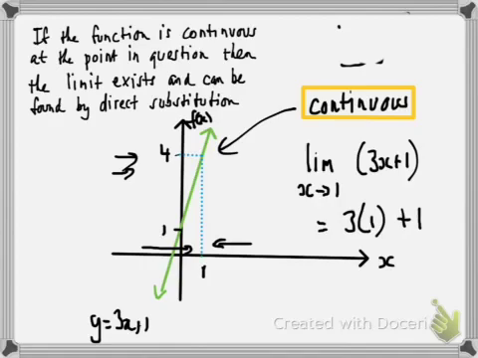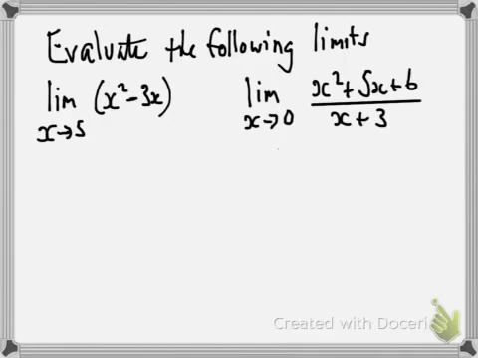So that's what I've done there. I've just substituted my x value, and I got that from here. As x approaches 1, the function approaches 4. So my answer is 4. So direct substitution is the way to go.